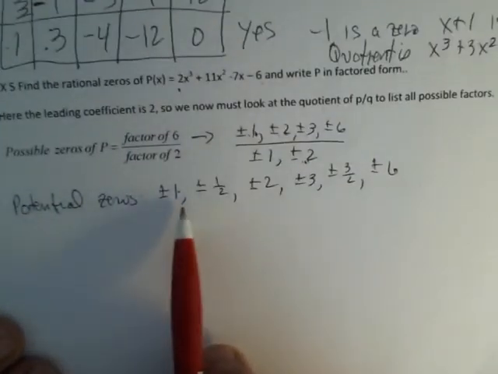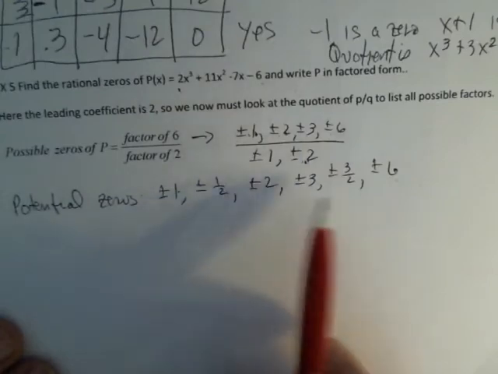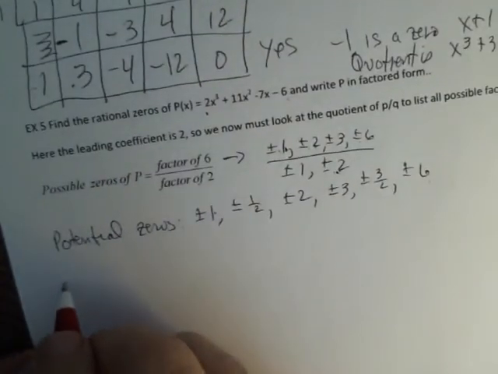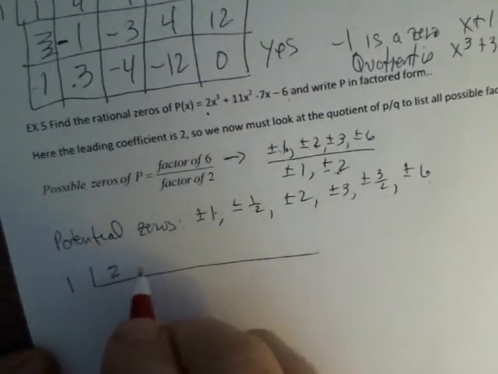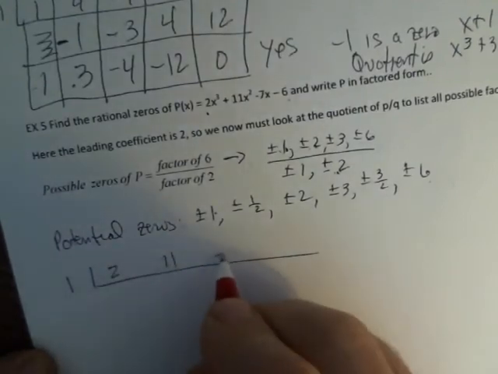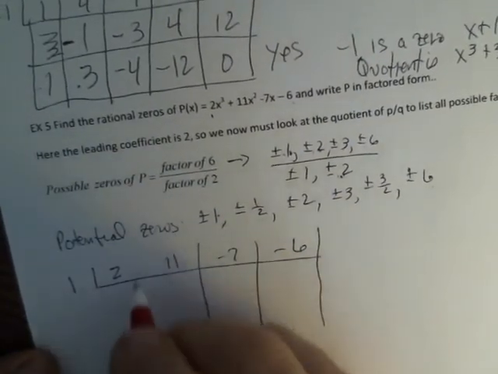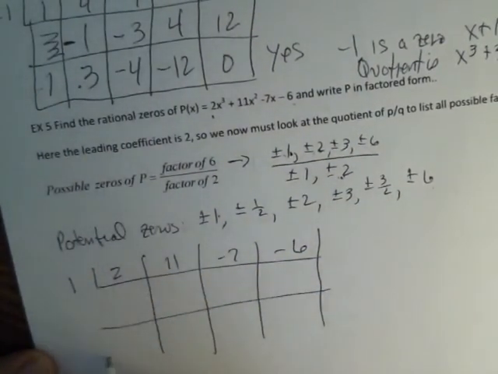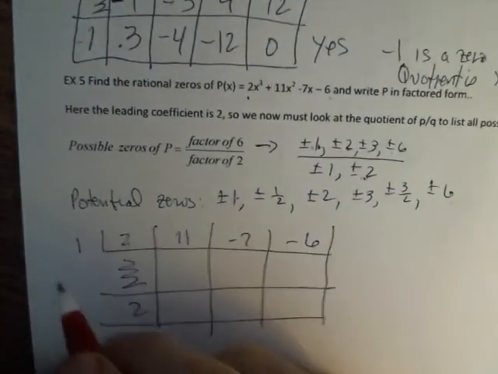Now, again, I'm going to try 1, 2, 3, and 6 before I go to 1/2 and 3/2. So I'm just going to try 1. My coefficients are 2, 11, negative 7, negative 6. All right. So I bring down that 2, go through my process.